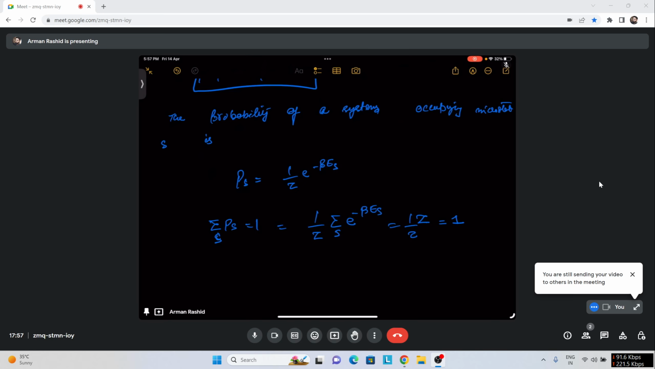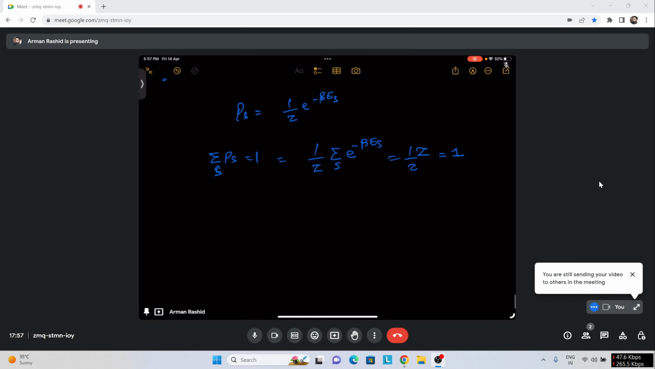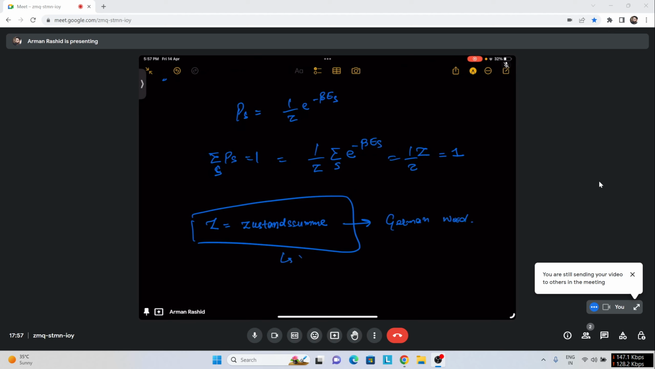The letter Z stands for the word Zustandssumme. Okay, so this is actually a German word, and it means sum over states.